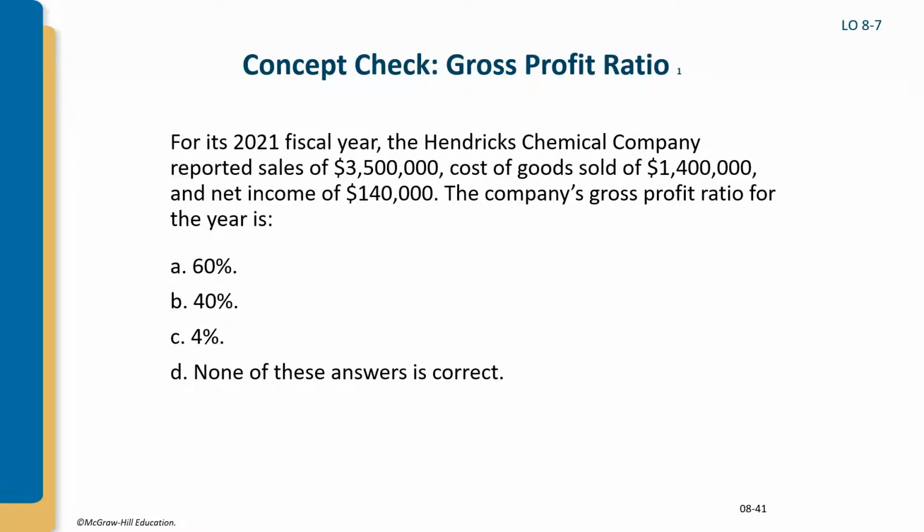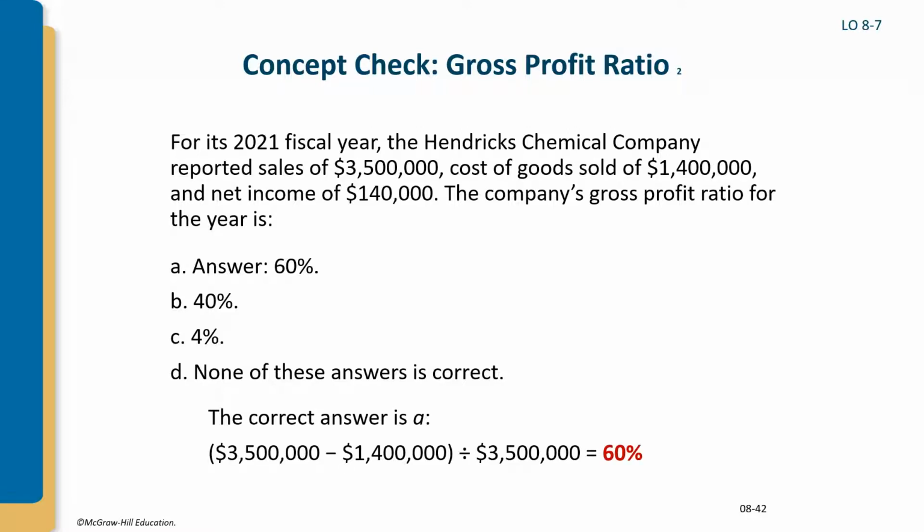So for instance, during the year, Hendricks Chemical Company reported sales of $3.5 million, cost of goods sold of $1.4 million, and net income of $140. The company's gross profit ratio is, well, net income has nothing to do with our calculation. We're going to take the 3.5 minus 1.4 to get 2.1. 2.1 divided by 3.5 is 60%. Gross profit is 3.5 sales minus cost of goods sold, and divide that by 3.5, our sales. So 60% of our sales remains as profit after paying for our inventory, cost of goods sold.